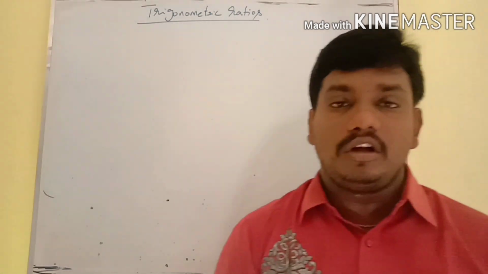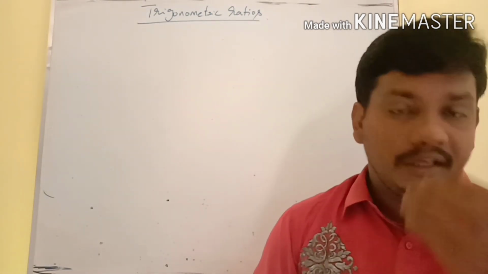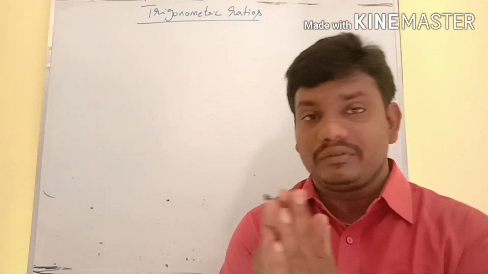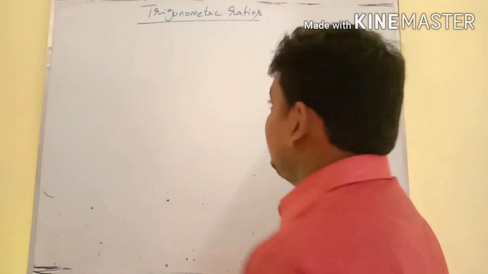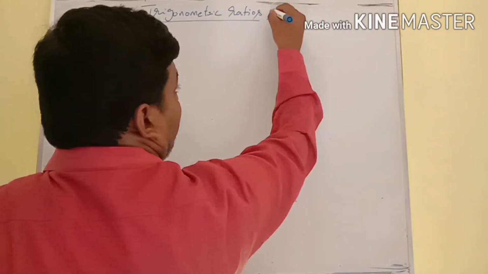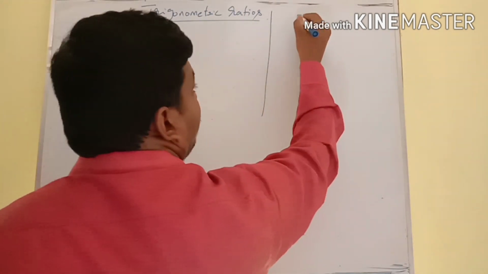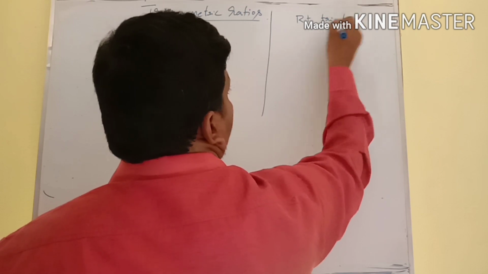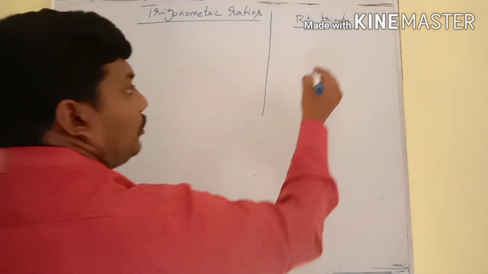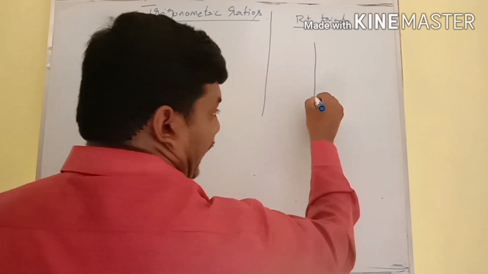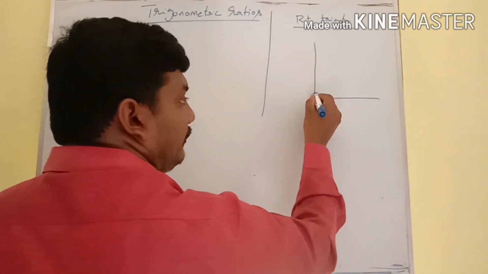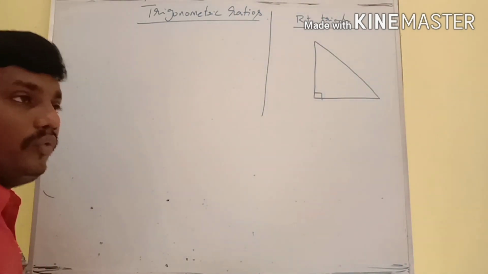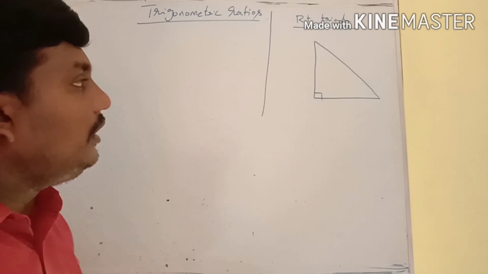Before going to the trigonometric ratios, we need to know what a right angle triangle is, and the names of the sides of the right angle triangle. A right triangle is a triangle in which one angle is 90 degrees.